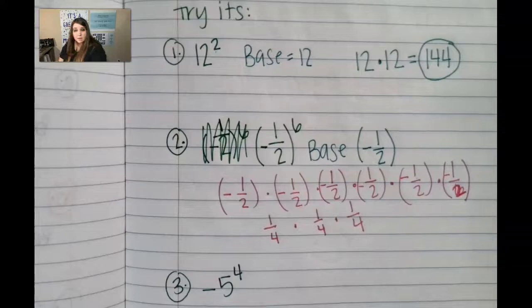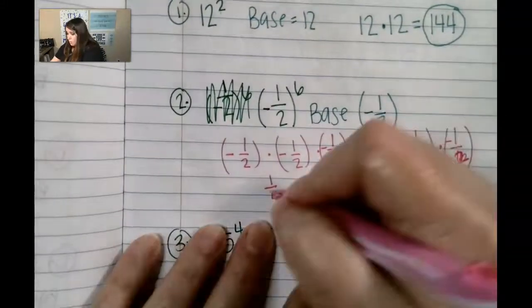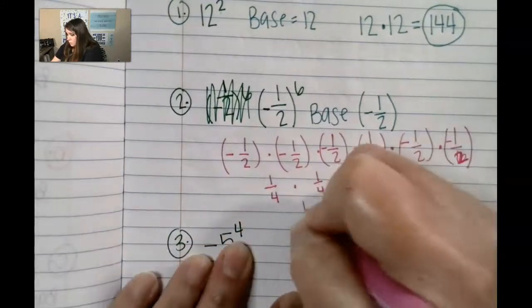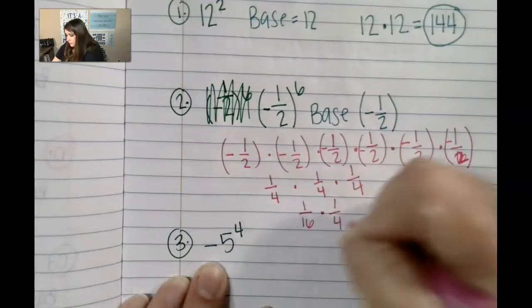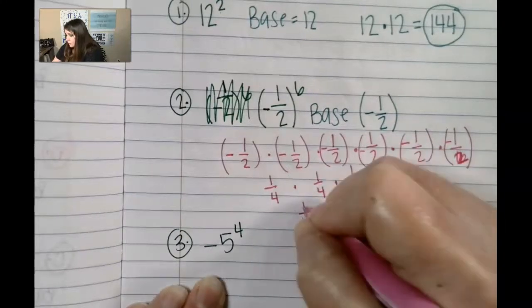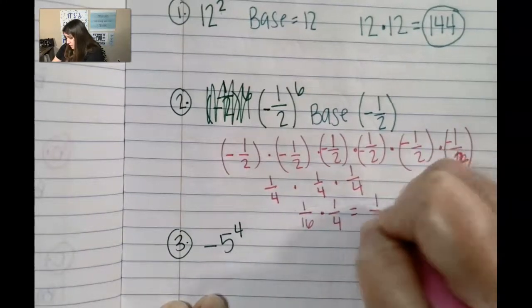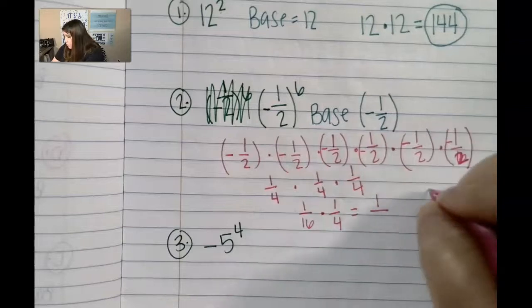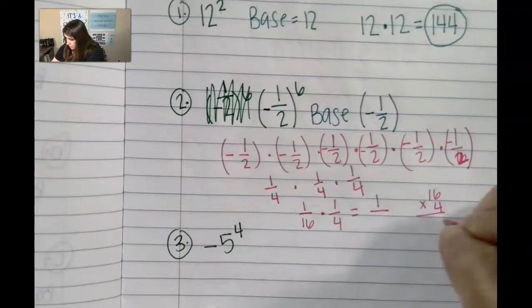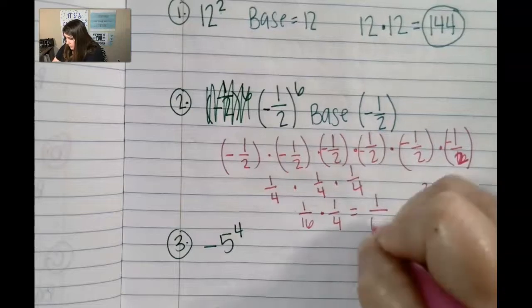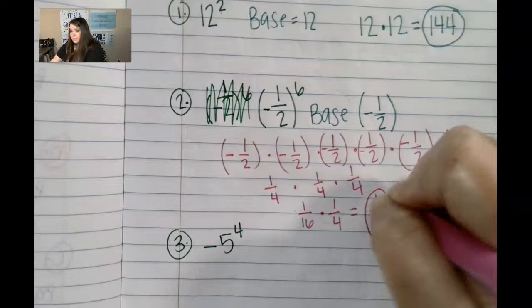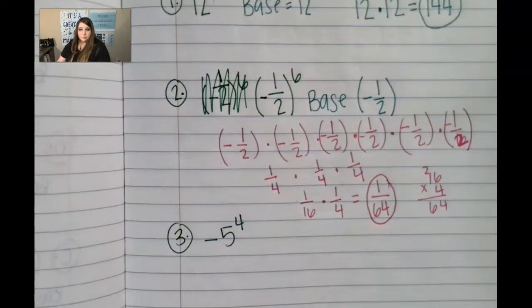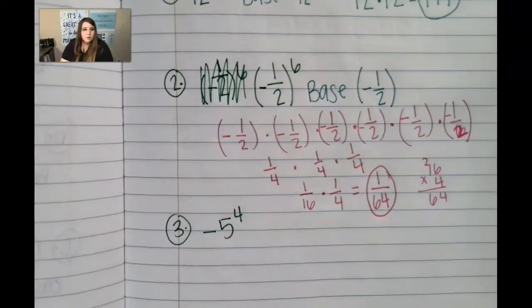Now we're going to multiply. Keep multiplying. All right, 1 times 1 is 1. 4 times 4 is 16. And now we have 1/4 left over. So our whole answer is 1 times 1 is 1. And 16 times 4, that's 64. So our answer is 1/64. How did you do on that problem?